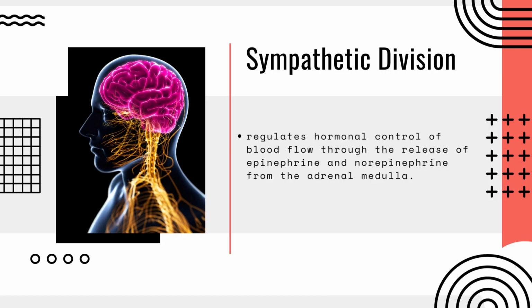The sympathetic division also regulates hormonal control of blood flow through the release of epinephrine and norepinephrine from the adrenal medulla. These hormones are transported in the blood to all parts of the body. In most blood vessels, these hormones cause constriction, which reduces blood flow. But in some tissues, such as skeletal muscle and cardiac muscle, these hormones cause the blood vessels to dilate, increasing blood flow.